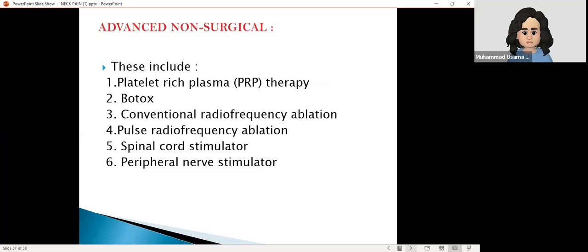Then comes the advanced non-surgical process. This includes platelet-rich plasma therapy, Botox therapy, conventional radiofrequency ablation, pulse radiofrequency ablation, spinal cord stimulator, and peripheral nerve stimulator. These are the various advanced maneuvers that can be used in the treatment of neck pain by a pain physician.